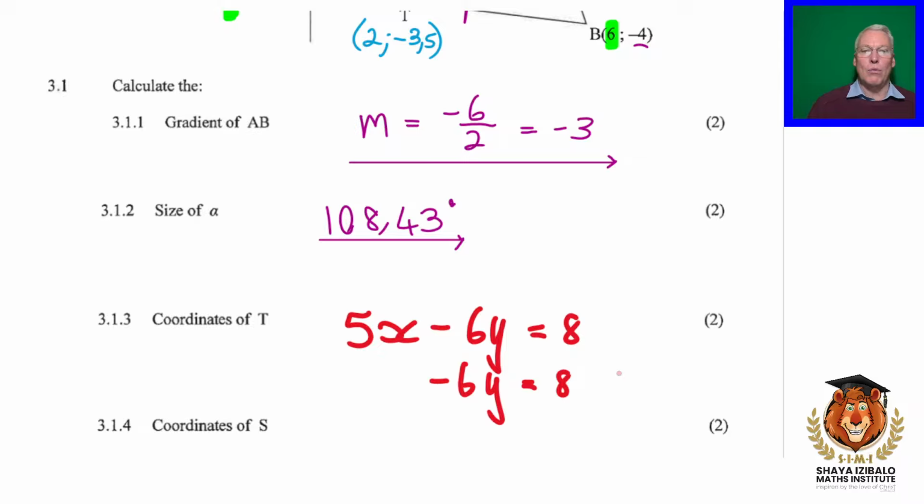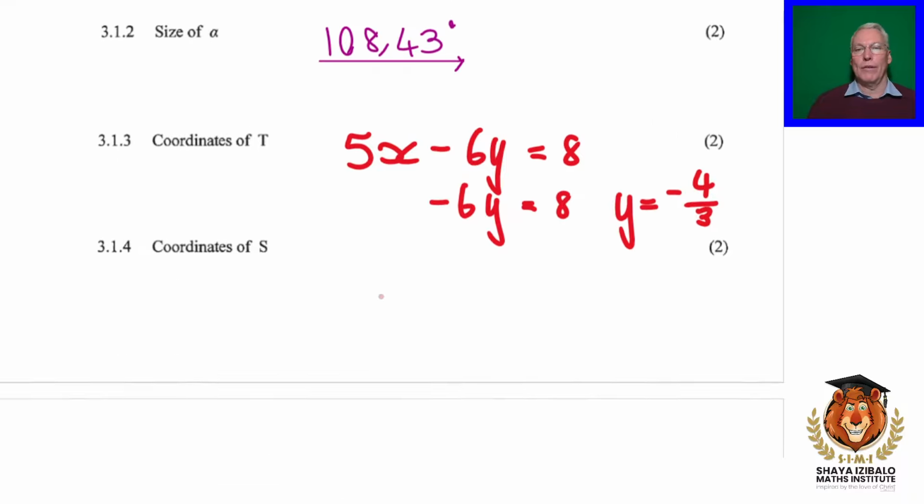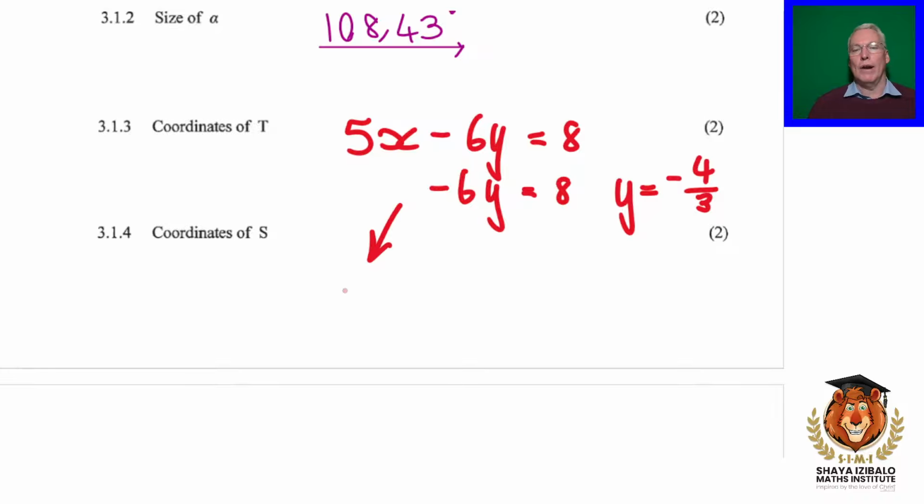Right? So in fact, y is negative 8 over 6, or negative 4 over 3. Okay, now just be careful. They want the coordinates of S, all right? And obviously the x value is 0 and the y value is negative 4 over 3.